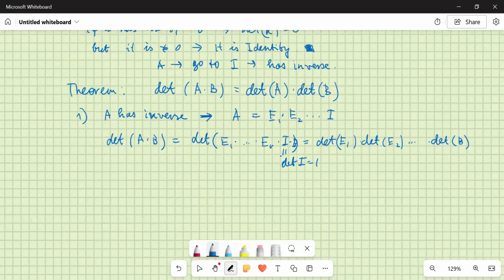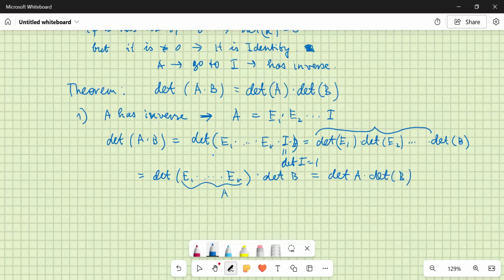Now, guys, what I'm going to do is combine these determinants back into one. I'm going to write that this is the determinant of E1 through ER, the last one here was R, by the determinant of B. If I apply the formula, I'm going to get this, but I can apply the formula backward and get this. And this one is also matrix A, so I'm going to write that that's the determinant of A multiplied by the determinant of B. So if A has an inverse, we can do all these manipulations with elementary matrices and get our formula.